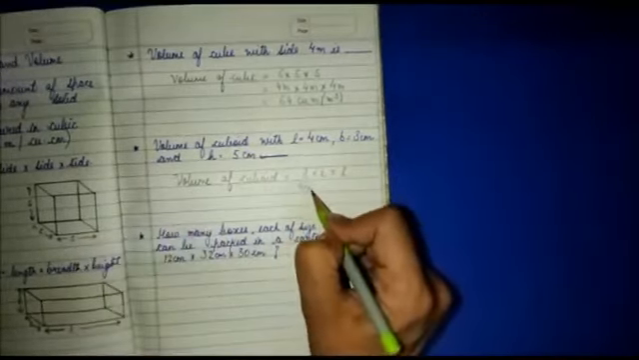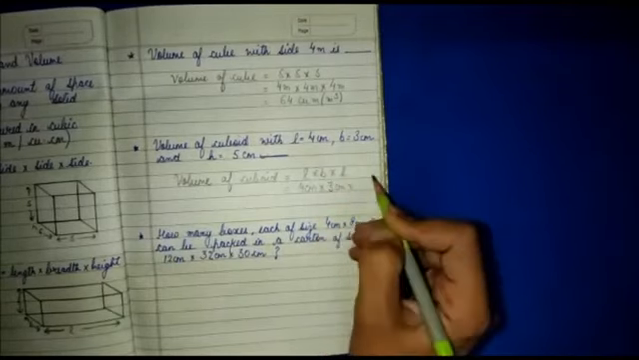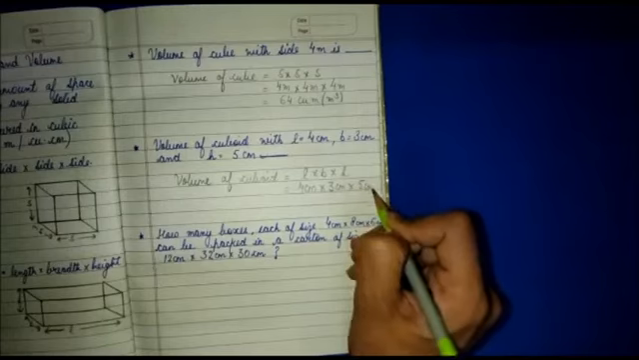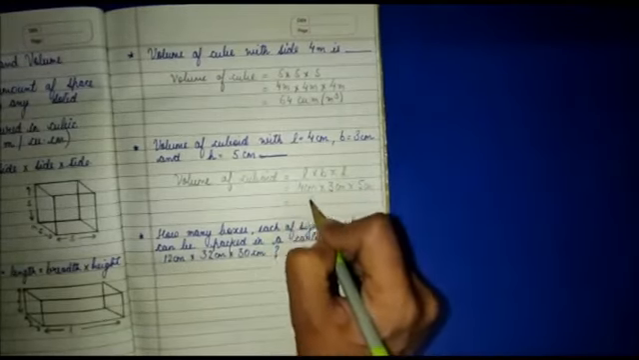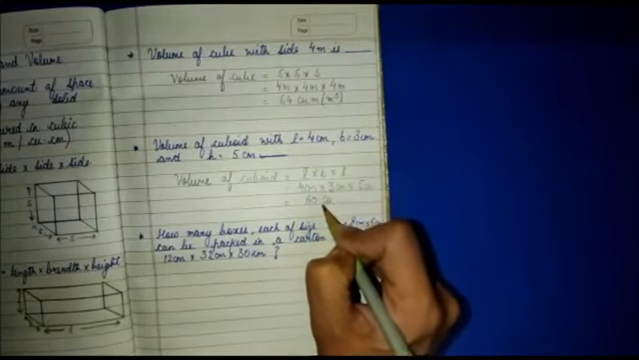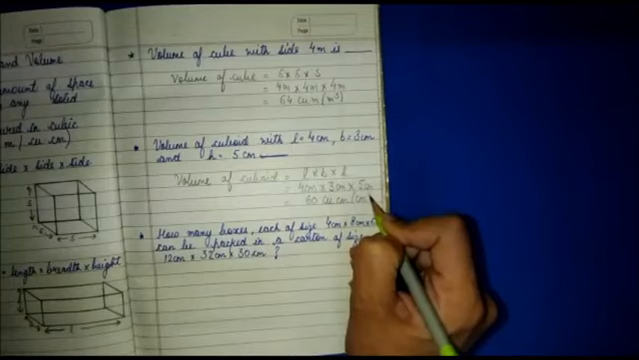4 centimeter multiplied by 3 centimeter and 5 centimeter. So let's multiply these three. 4 3s are 12, 12 5s are 60. Answer is 60 cubic centimeter, which can be written in this way.